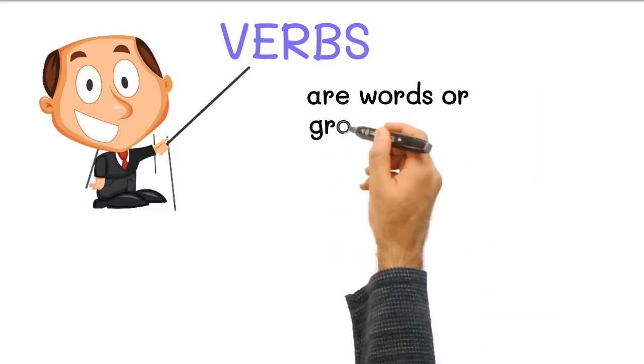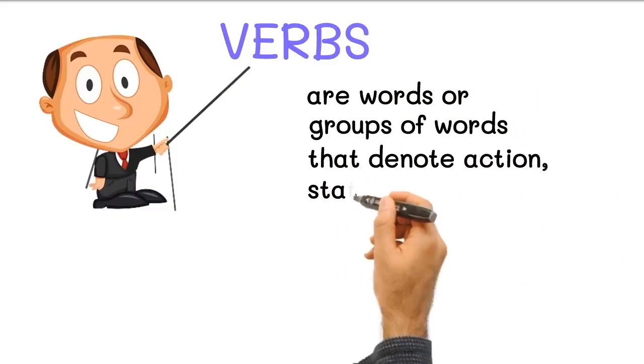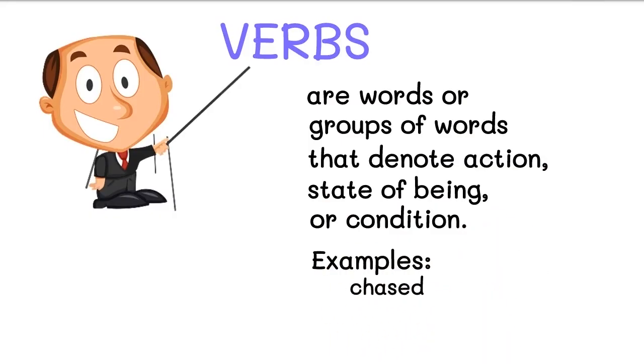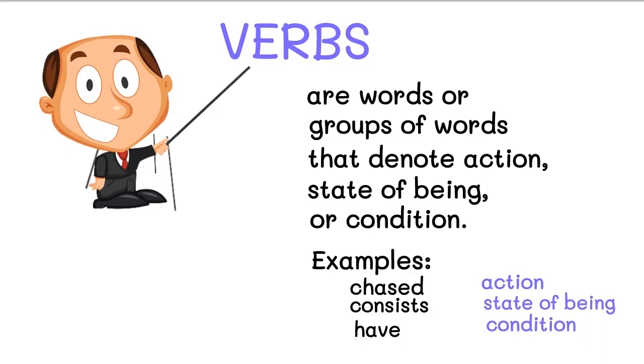Verbs are words or groups of words that denote action, state of being, or condition. Examples: chase denotes action, consists denotes a state of being, have denotes a condition.